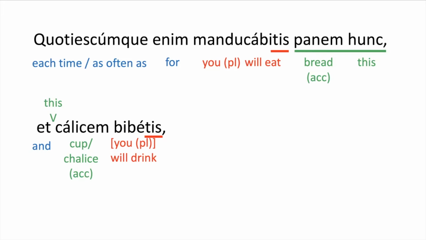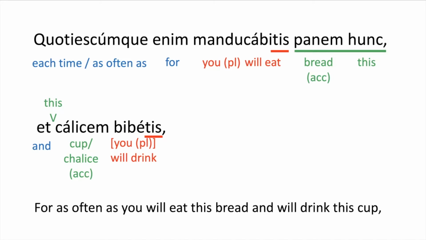Notice this word order is extremely different from English. Let's put this all together. For as often as you will eat this bread and will drink this cup.